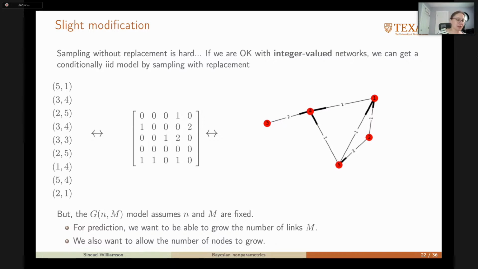Now, how do we get this into a network which can grow, right? We've explicitly assumed that we're sampling now with replacement from a finite number of potential edges because we have a finite number of potential nodes. But we want to be able to grow this network, so we want both N and M to be able to grow. Growing M is easy. We can just sample more edges, right? But we want to make N be able to grow in a principled way.